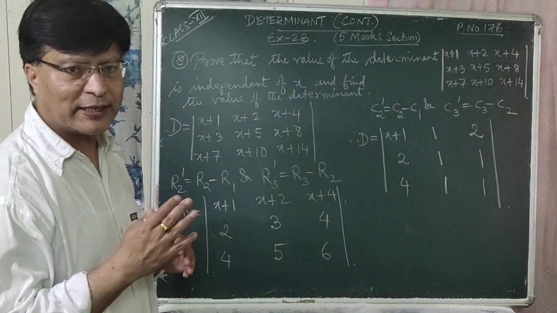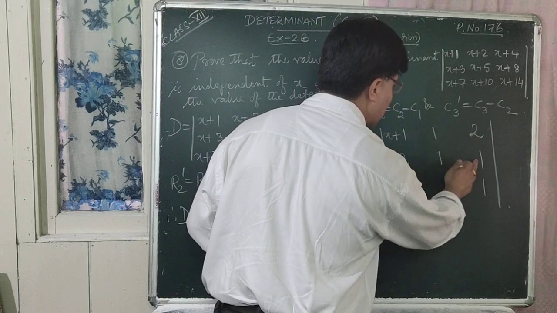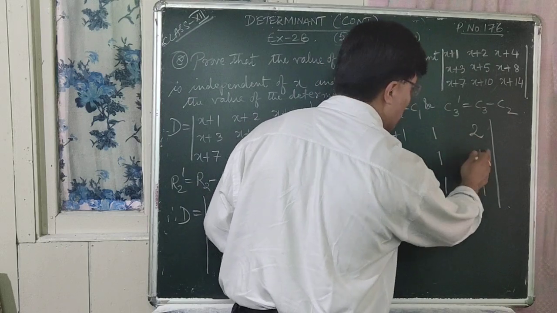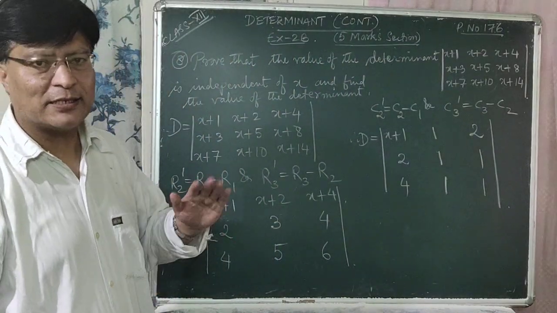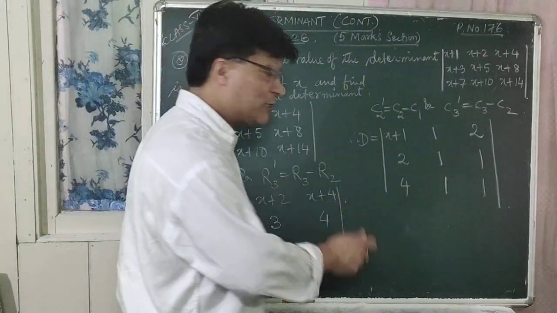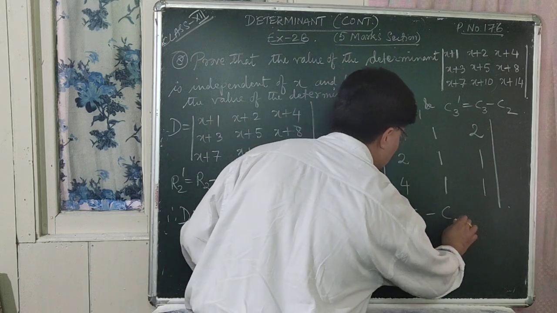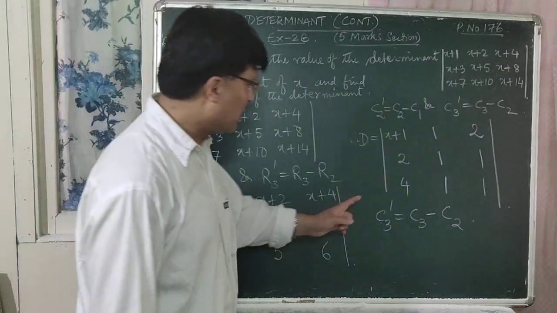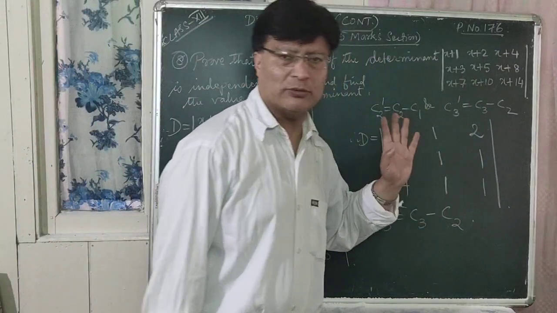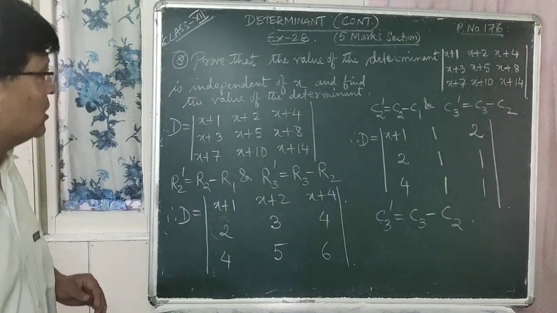If you use C3 dash is equal to C3 minus C2, then 2 minus 1 is 1, 1 minus 1 is 0, 1 minus 1 is 0. So in the third column you will get 2 elements as 0. Okay, so let's use C3 dash is equal to C3 minus C2. That means in this case column 3 is changing, right?